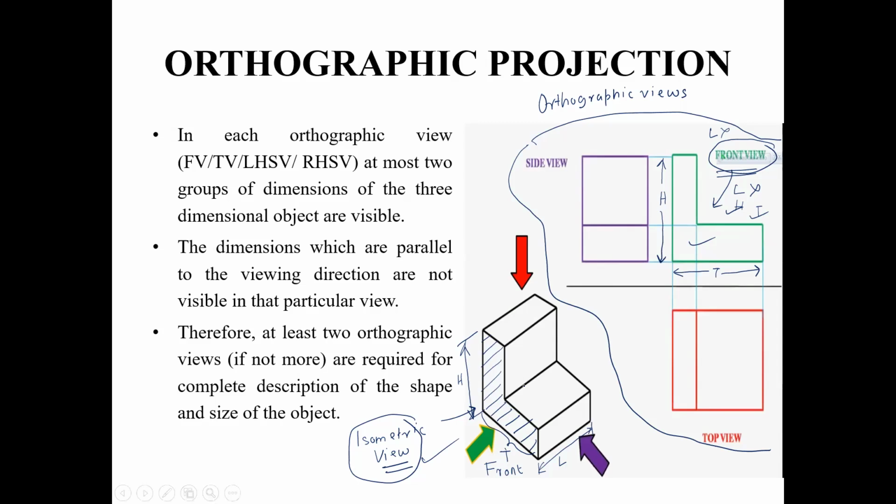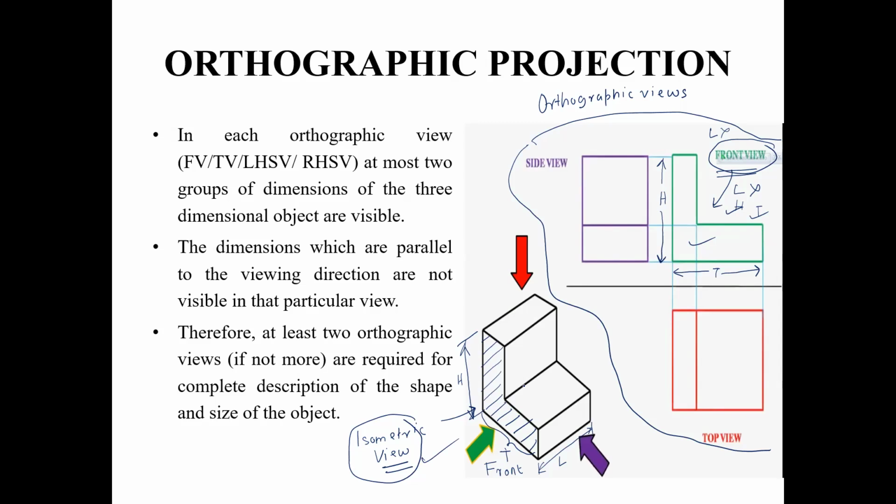You can extract all details about the shape and size of the object from the isometric view, which is a single view. But when you try to do the same thing, when you try to extract all the details about the shape and size of the object from a single orthographic view, you will always fail. And that has been tested for the front view.